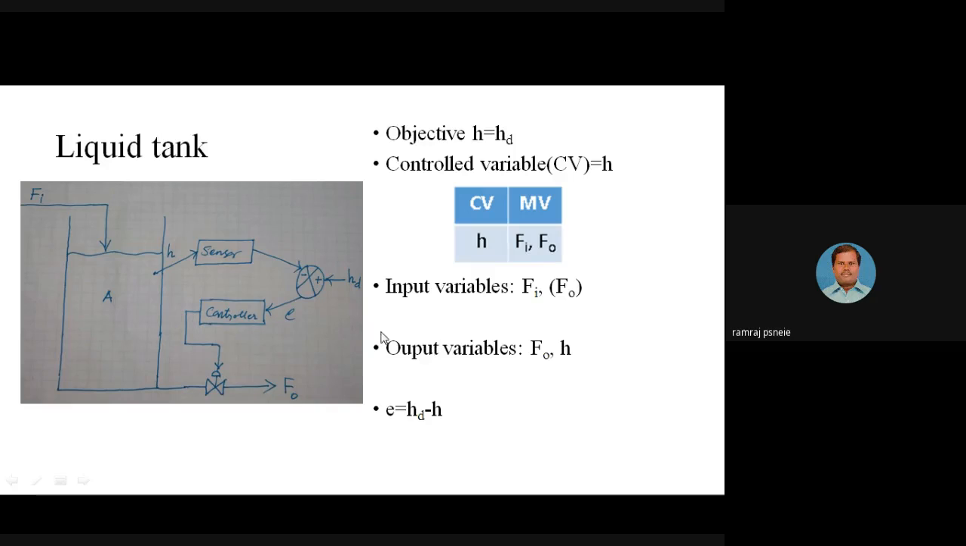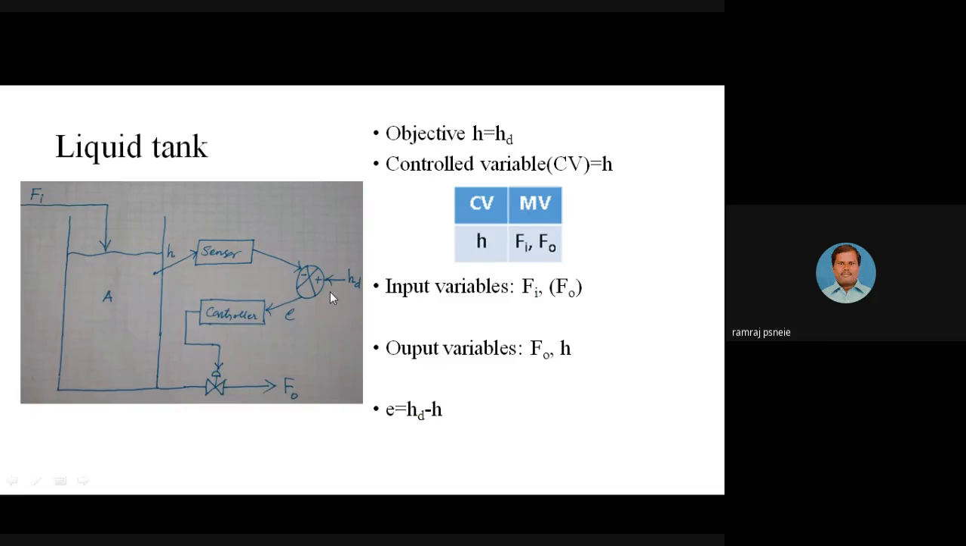Now, with the help of F naught, how can we maintain the liquid level in the tank? That we can see now. This is for the tank. The tank height must be measured with the help of a level sensor. The measured height will be given to the summing point. There you give the desired height value of the liquid level in the tank. The comparison takes place there and the error value is found. That error value will be given as input to the controller. Now the controller calculates the control action and implements it to the tank through the control valve.